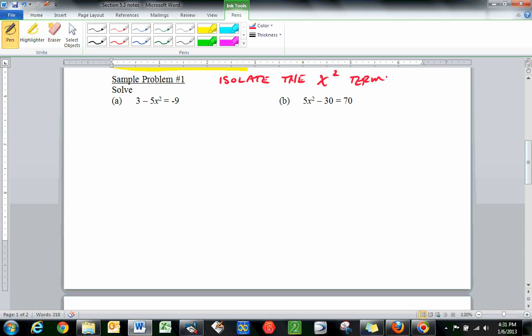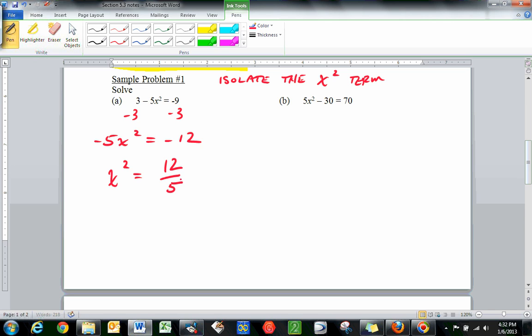Okay, so the very first thing I want to do in part A is get the x squared term by itself. So I need to do some basic algebra to do that. The first thing I'm going to do is subtract 3 from both sides, which is going to leave me negative 5x squared equals negative 12. Then I'm going to divide both sides by negative 5, which is going to leave me x squared equals 12 over 5.